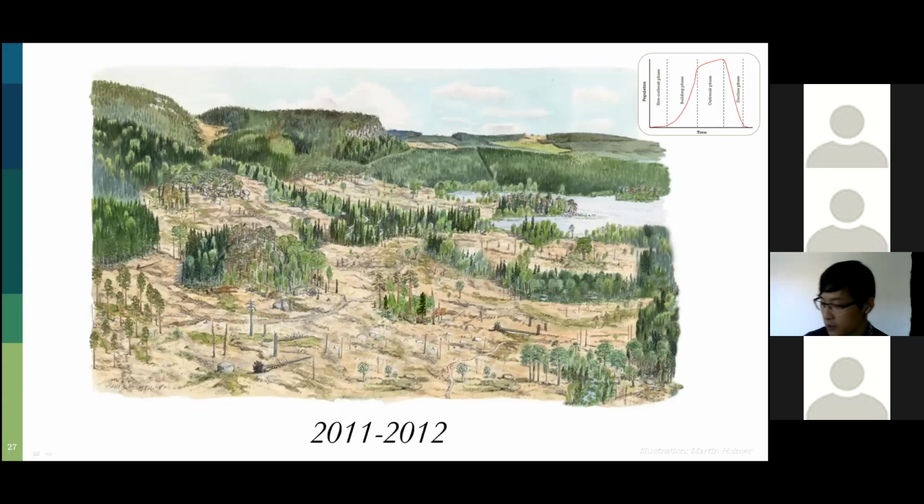Then to look at it more intuitively, we go back to the imaginary landscape. In 2011 and 2012, the very beginning of the outbreak, we don't see much. The landscape looks all healthy. You can go there, do your hiking, fishing, all that stuff, and no budworm, no worries.